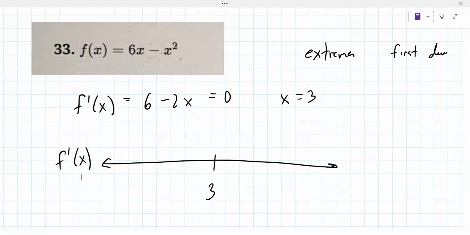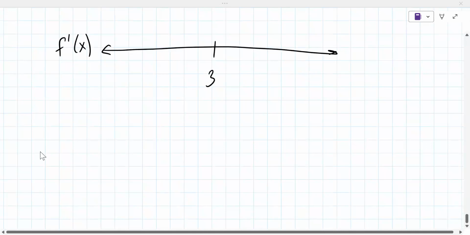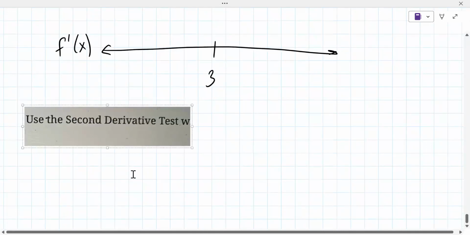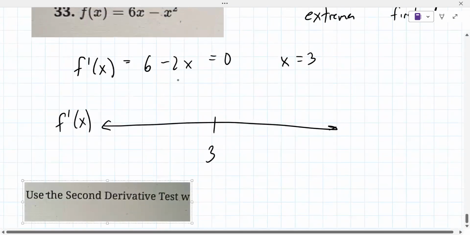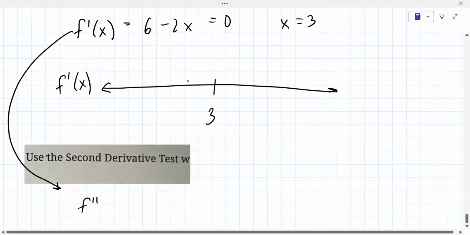But this problem says to use the second derivative test, okay? Now, I'm not exactly sure how the instructor would make you use the second derivative test on this, but I'll explain to you what the second derivative test is. So you first need, surprise, surprise, the second derivative. So the second derivative is -2, sorry.